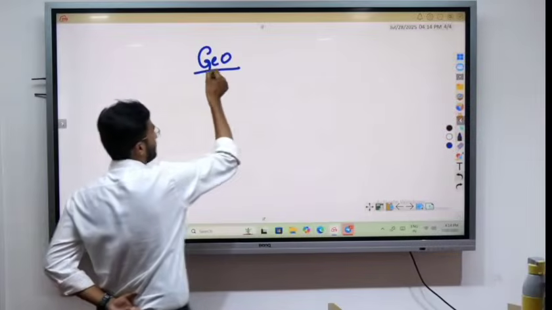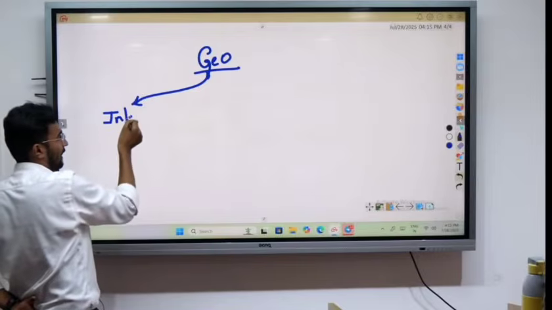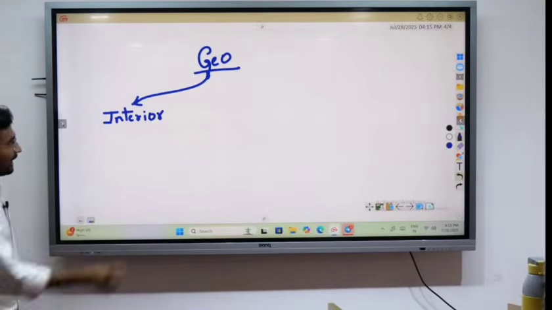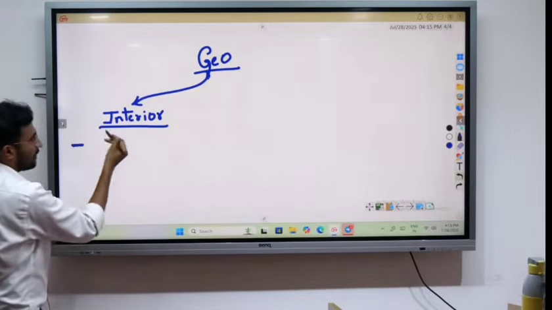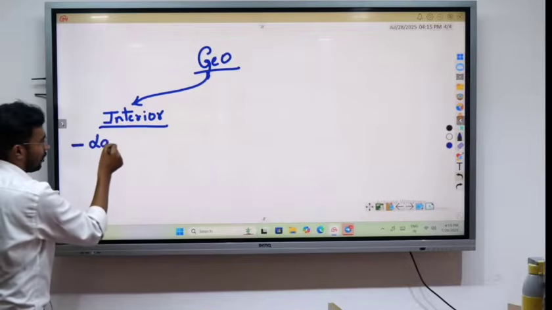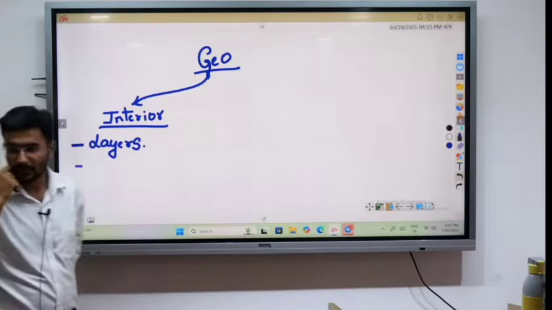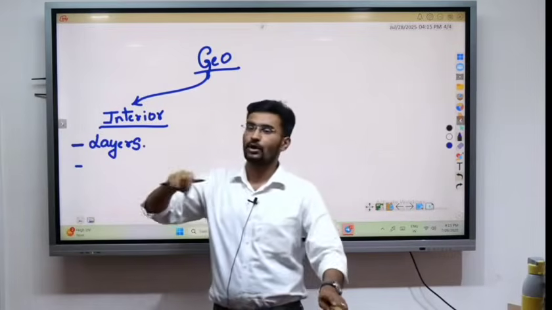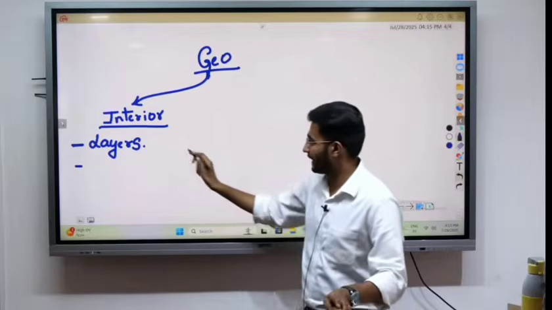We will be discussing two important things here. One, as I already said, we'll be studying about the interior. With respect to the interior, the first topic is the layers of the earth. What are the different layers of the earth? It is the crust, the mantle and the core, or the core, mantle and the crust. Anyways, it's fine.